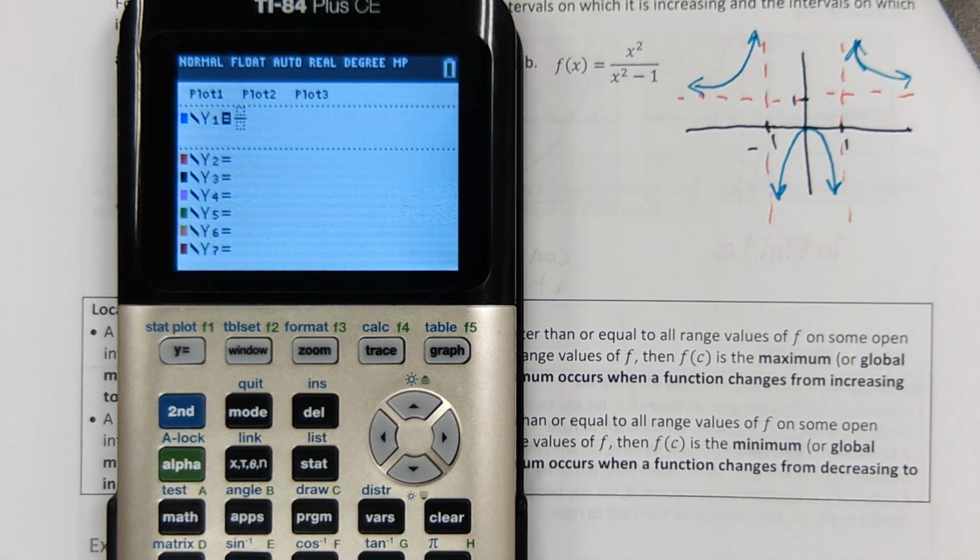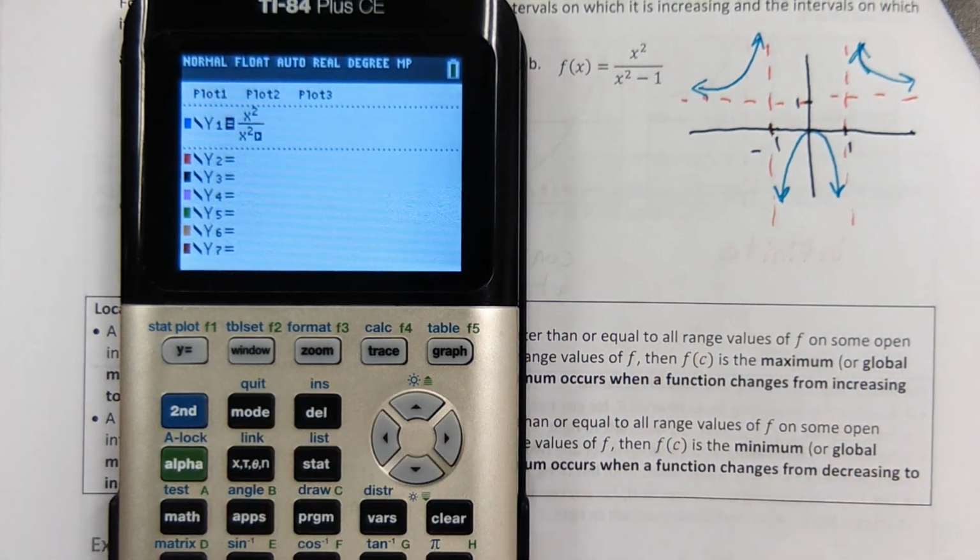And there it is. Now I'm just going to type what we see: x squared, go down, x squared minus 1, alpha y equals.